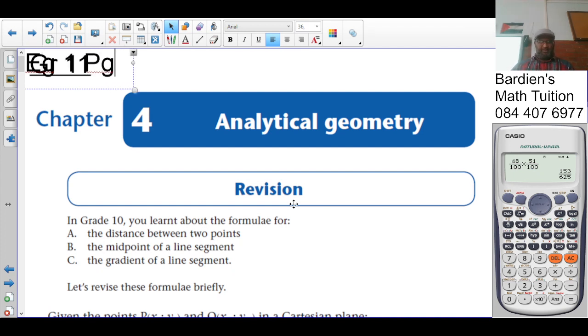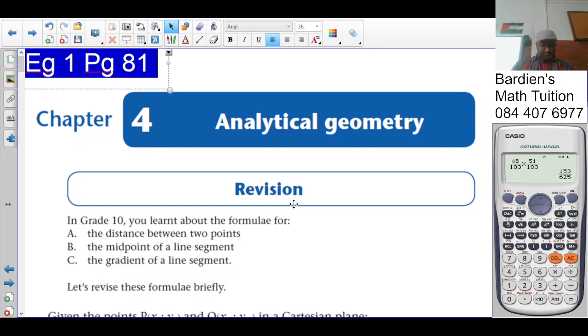Which page are we on? I think we're on 90 something. 80. 80. 81. Okay.